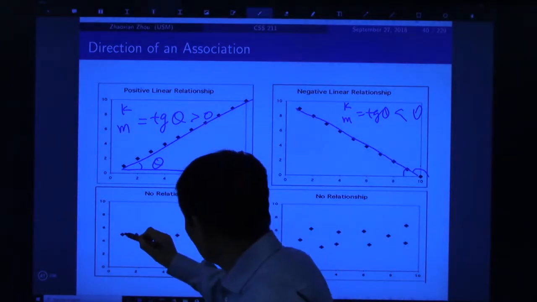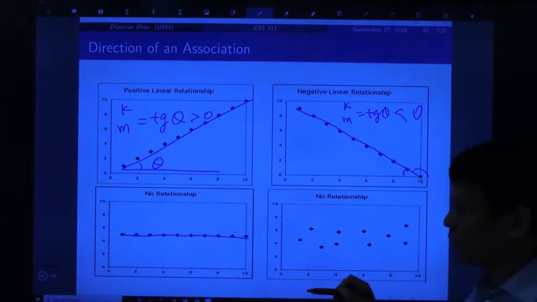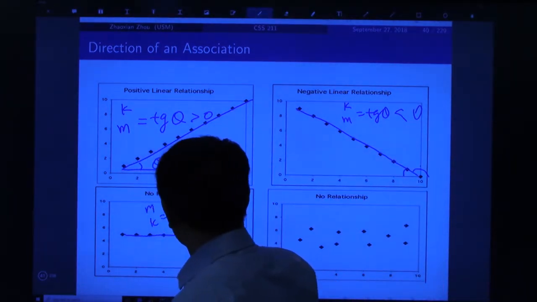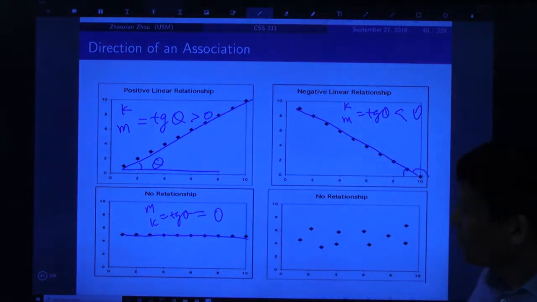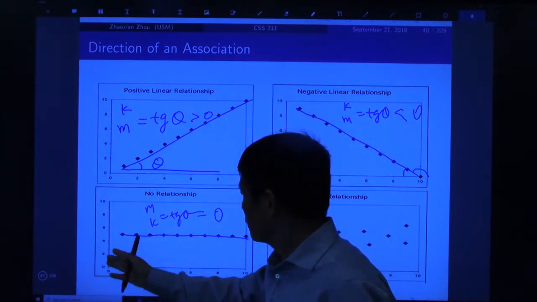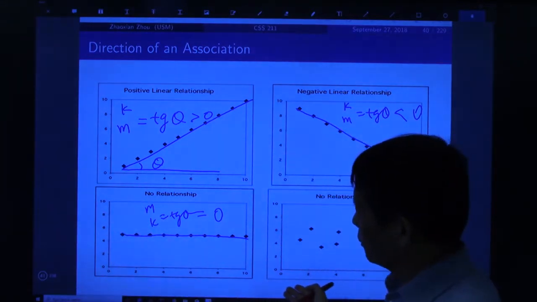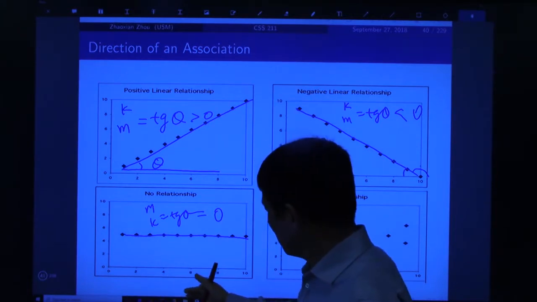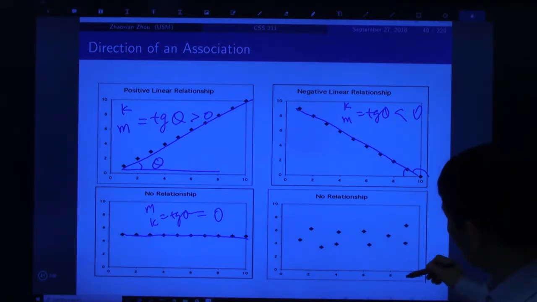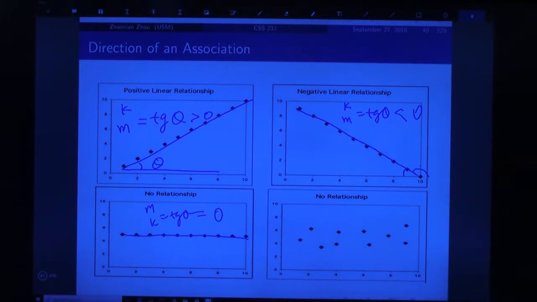For this example, as we already mentioned, there's no relationship at all. You may say the slope equals tangent of theta equals tangent 0 equals 0. But physically, you can see these values do not change with respect to x. No matter how x changes from 2, 4, 6, 8, this one stays constant at 5. So there's no relationship between these two sets of data. And this one here looks like it's also random, right? So we call this one no relationship.